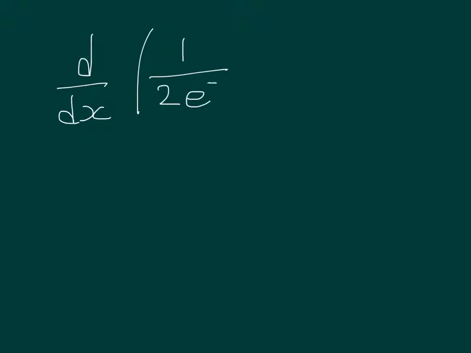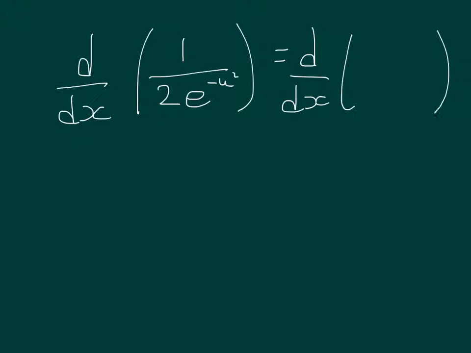Okay, let's have a go at one more. Now I'm going to differentiate with respect to x 1 over 2e to the minus u squared. So pause this and have a go and then see if you get it right. Okay, well, I'm going to first of all rewrite this as something I can actually differentiate, because I really can't differentiate that in its current form.